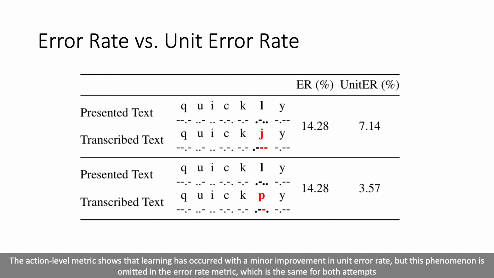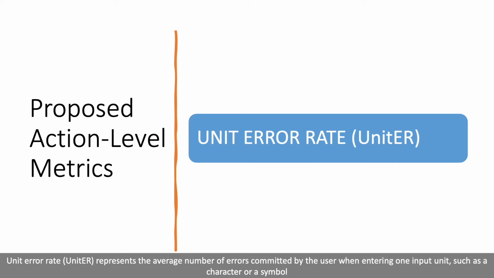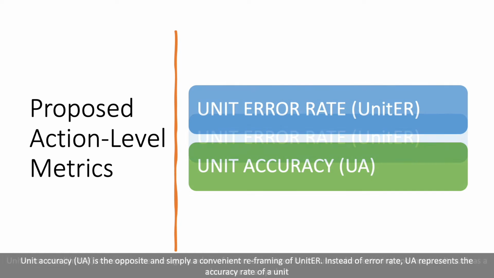The action-level metric shows that learning has occurred with a minor improvement in unit error rate, but this phenomenon is omitted in the error rate metric, which is the same for both attempts. Unit error rate represents the average number of errors committed by the user when entering one input unit, such as a character or a symbol. Unit accuracy is the opposite and simply a convenient reframing of unit error rate. Instead of error rate, unit accuracy represents the accuracy rate of a unit.